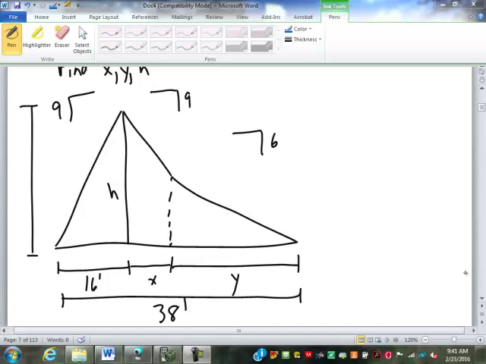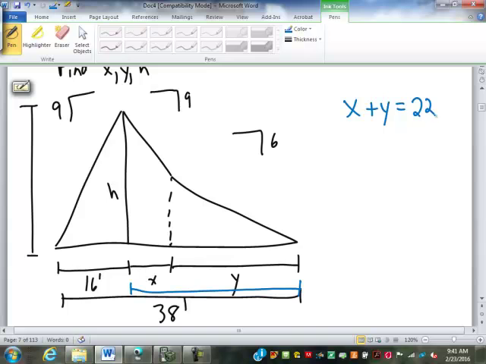Okay, so let's see if you got this. What's our first thing that we have to do? I would usually define what x plus y has to be here. X plus y has to be 22. Okay? So now we can find the height.